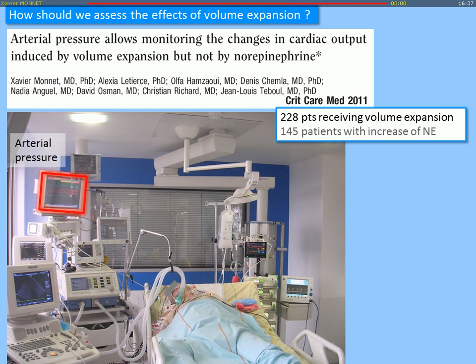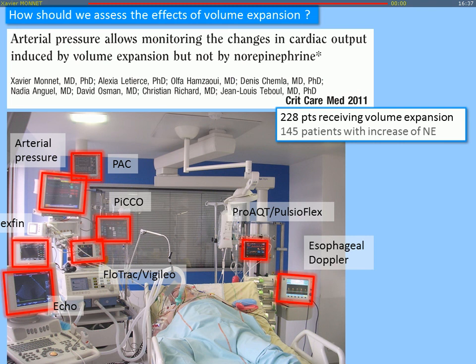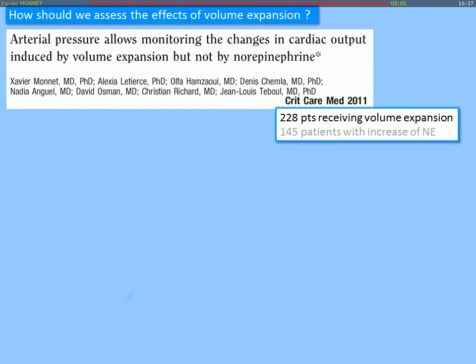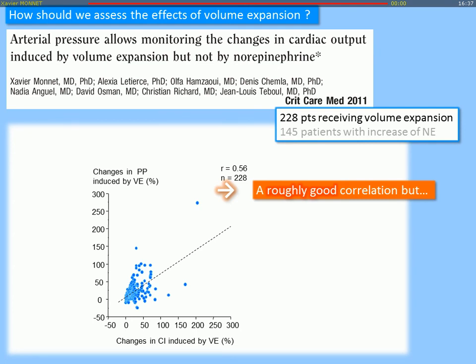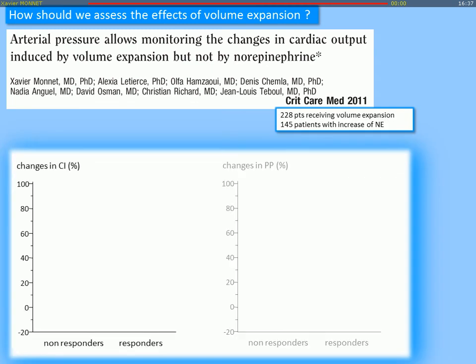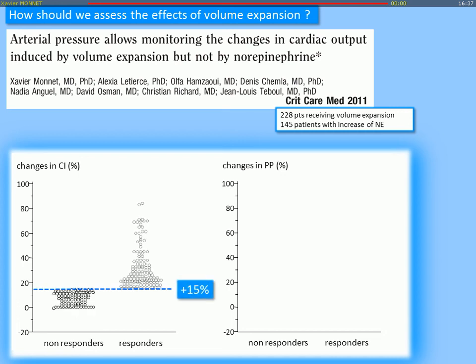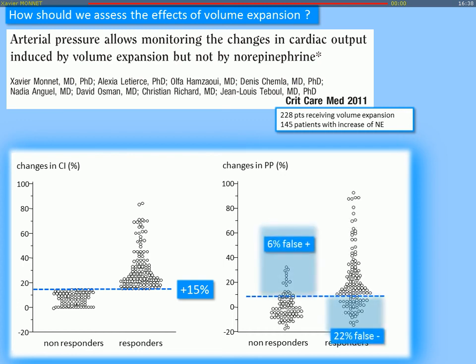And in this study, we tested whether, to assess the effects of fluid, we could rely on the simple arterial pressure, or if we would need any device to measure cardiac output. We showed that there was a correlation between the changes in the true cardiac index and the changes in pulse pressure, and more importantly, you see that the changes in cardiac index allowed us to classify patients between responders and non-responders. What happened if we looked at the changes in pulse pressure? We had this repartition of patients with a significant proportion of false negatives, meaning that we gave fluid, pulse pressure did not change, while cardiac output in fact increased.